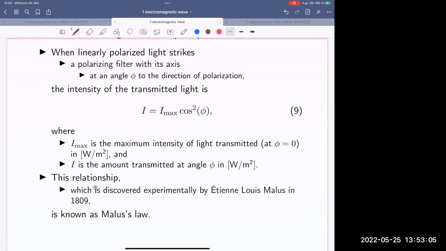The relationship was discovered experimentally by this person. Who, any of you who can pronounce this word? It's French. Maybe we call him Louis Malus, and it's simply known as Malus law.